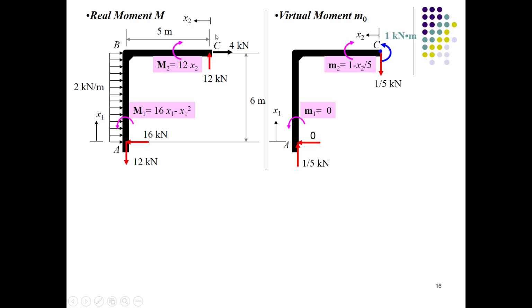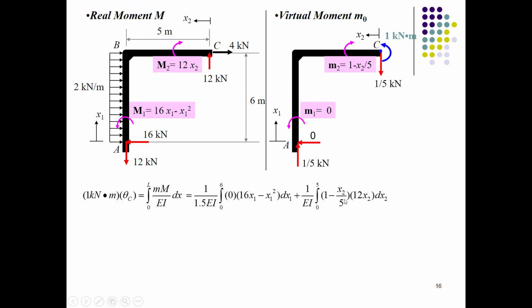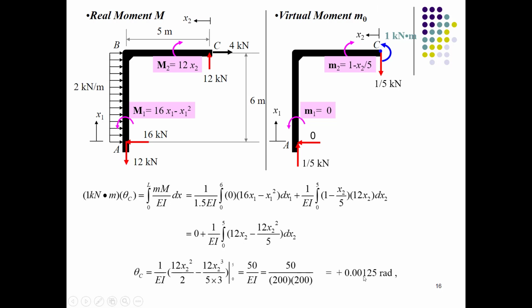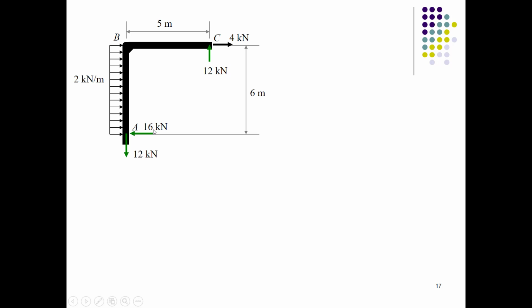You already have the real moments. You will apply this moment into the equation and integrate with respect to x, and the solution would be 0.00125 radians of rotation, which is in counterclockwise direction. As our unit moment is in counterclockwise direction and the result is positive, it means the rotation is in counterclockwise direction. In this way you can find the value of moment, deflection and rotation for beams and frames.